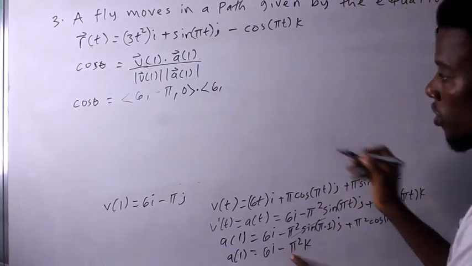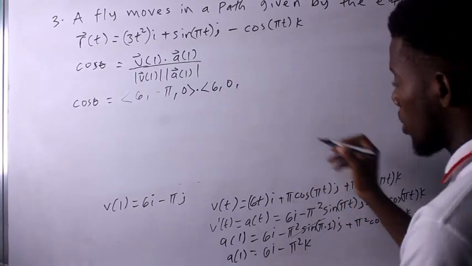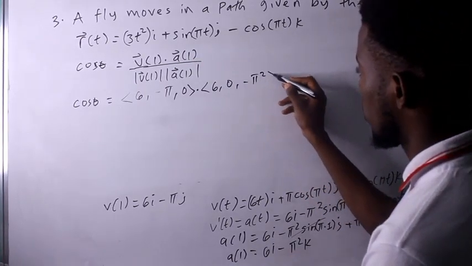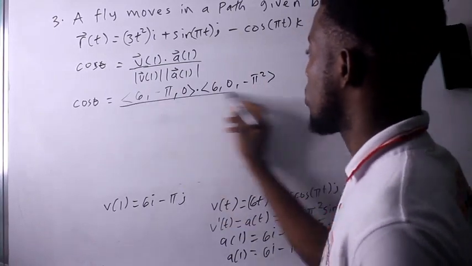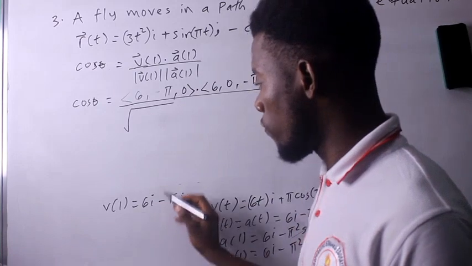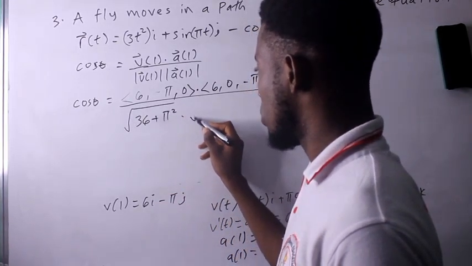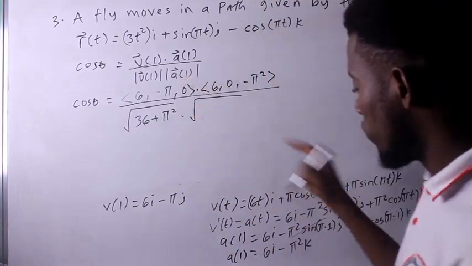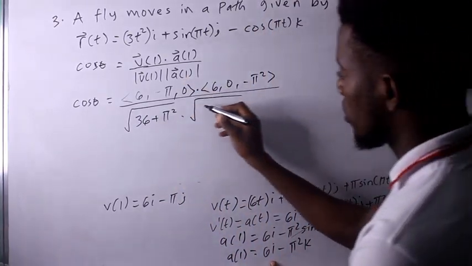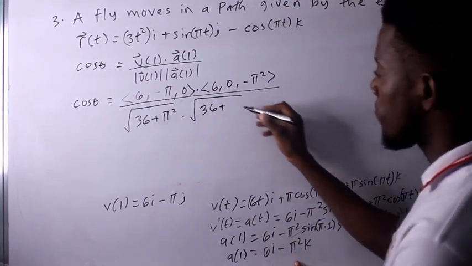There is no value in the j direction, so the j component is 0. And the k is negative pi squared. All divided by the square root of, if we find the magnitude of v of 1, we get 36 plus pi squared, times the square root of, if we find the magnitude of this, we have 36 plus, if we square negative pi squared, we have pi to the 4th.